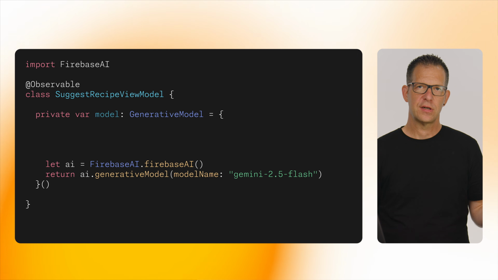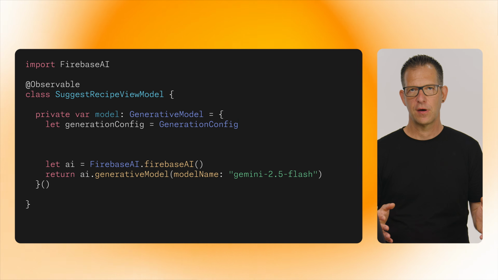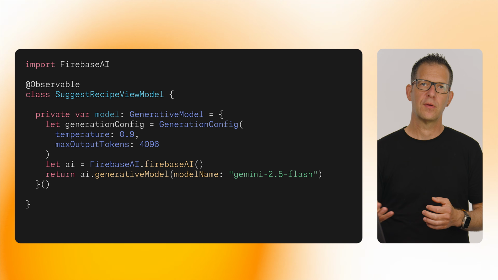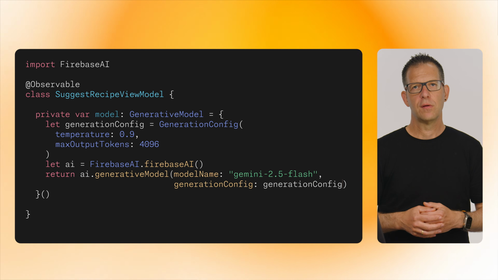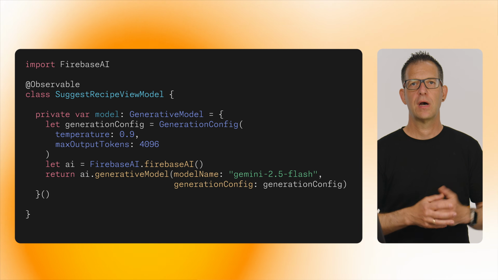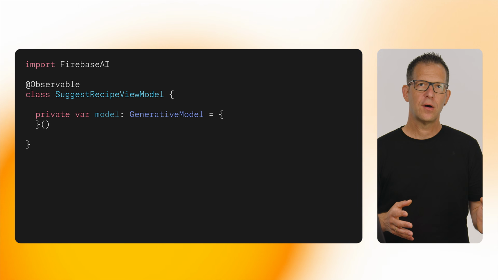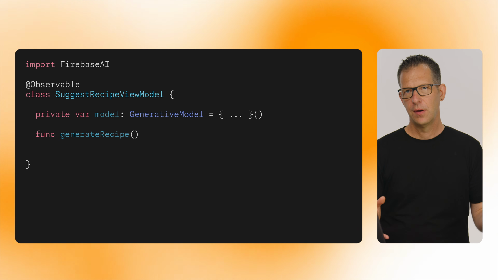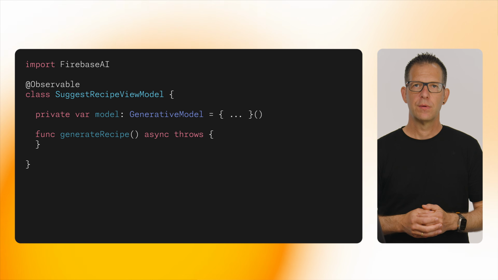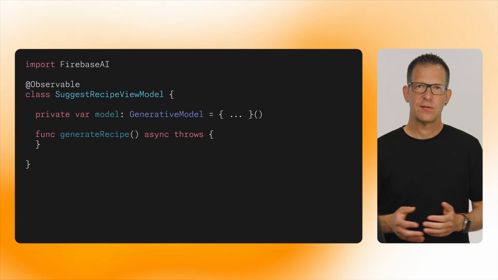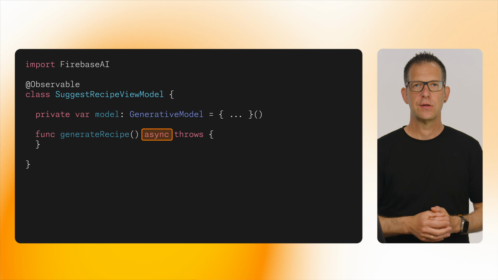You can customize the generation by providing a generation config object, for example, to change the temperature or the maximum number of tokens you want the model to generate. You can use Xcode Quick Help feature to learn more about each of those parameters, or check out our documentation. We can now make calls to the model using the generate content function. Since this is a network call, the method is marked as async, which requires us to call it from an asynchronous context. This is why the generate recipe method is marked with the async keyword.